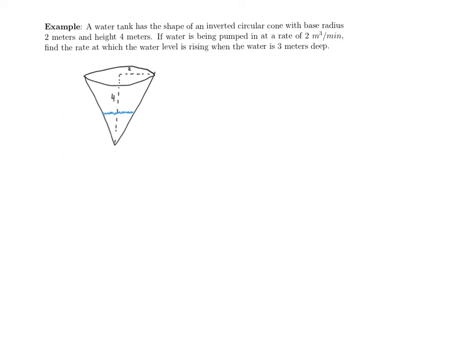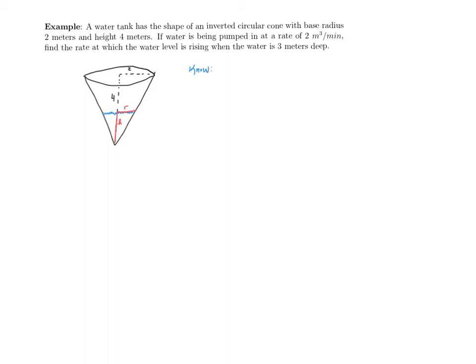And what that means is we need to introduce some notation specifically related to the water portion of this tank. So I'm going to go ahead and let R represent the radius associated with the water level, and we'll let H represent the height of the water in the tank. Let's think about what we know and what we want to find.